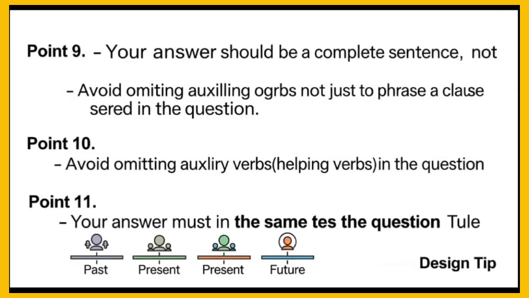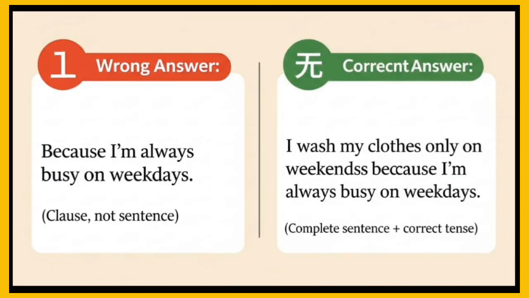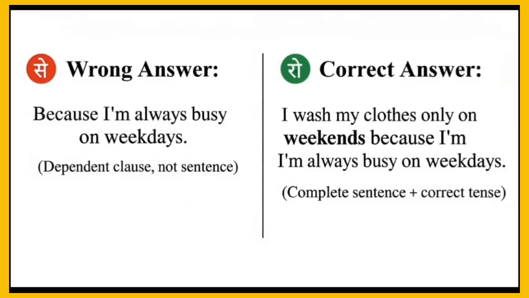10. Avoid omitting auxiliary verbs, helping verbs used in the questions. 11. Your answer must be in the same tense which is used in the question. For instance, if the question is, "Why do you wash your clothes only on weekends?" As an answer, if you say, "Because I'm always busy on weekdays," it is a clause, not a sentence. The correct and complete answer to this question is, "I wash my clothes only on weekends because I'm always busy on weekdays." It is a complete sentence and it is in the same present tense as the question, complying with Rule 9 and 11 respectively.